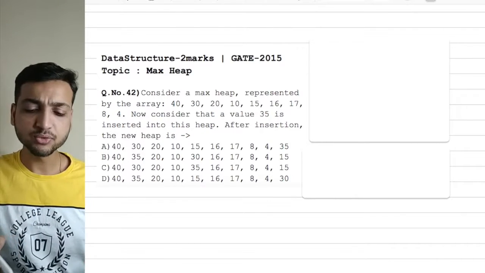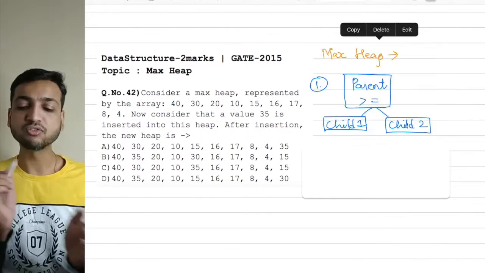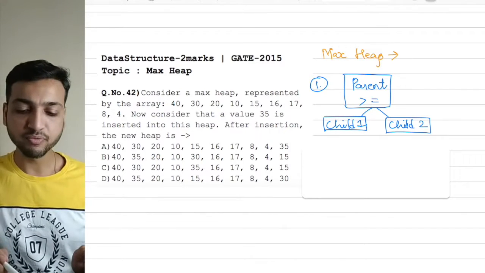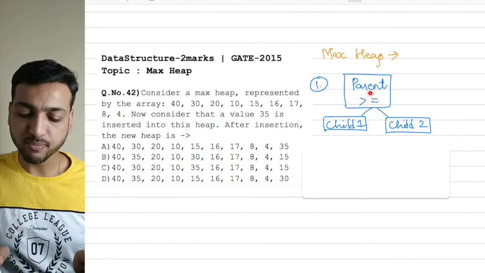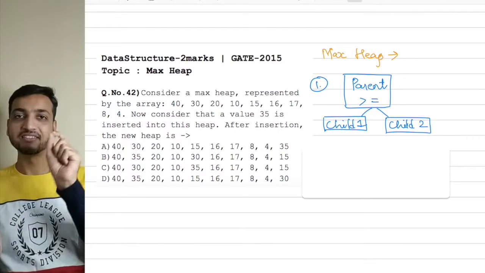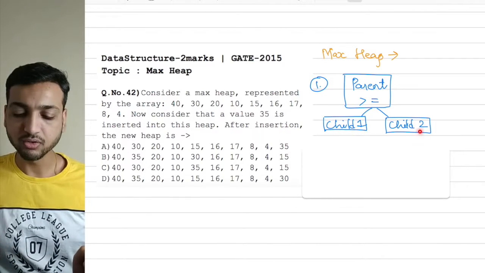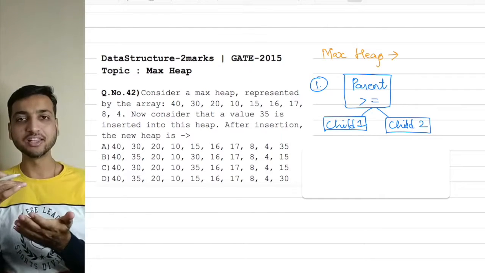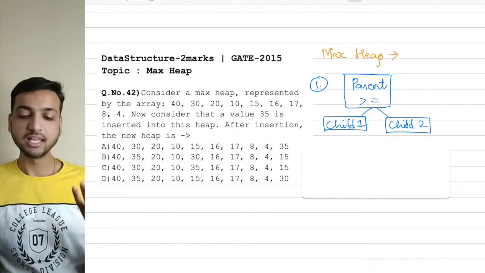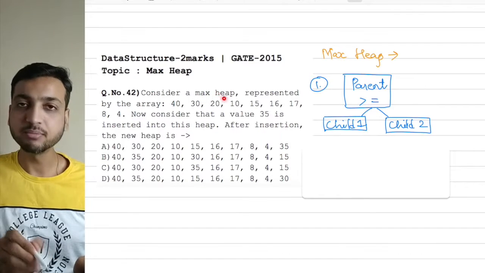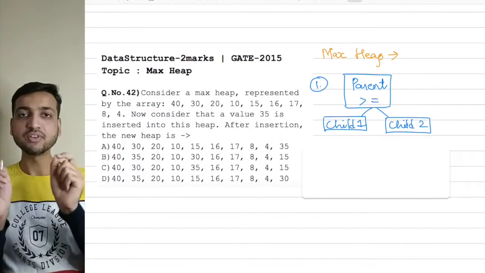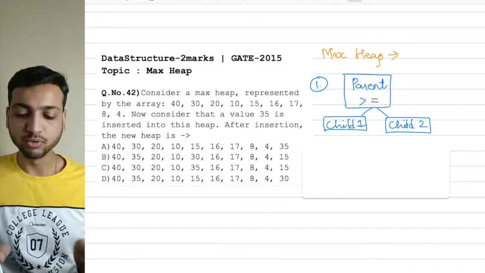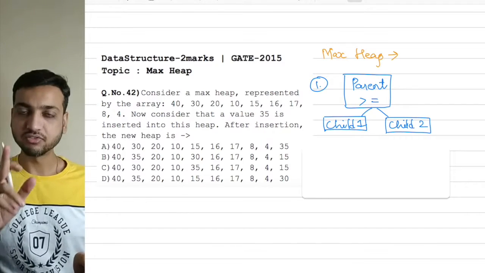So before we go ahead, let's quickly see two important properties of max heap. The first important property of max heap is that the parent of a max heap will always have a greater value than its two children. That's why it's called a max heap. In min heap, it's opposite. The parent will have a lesser value than both of its children. In max heap, since we have only max heap into consideration, the parent value is going to be greater than or equal to both its children.